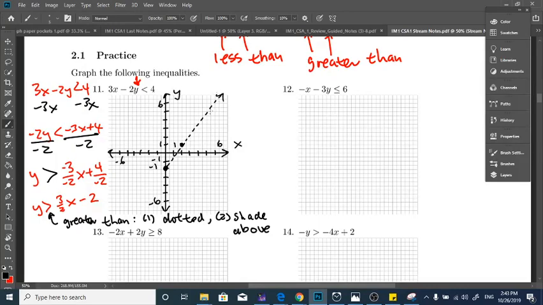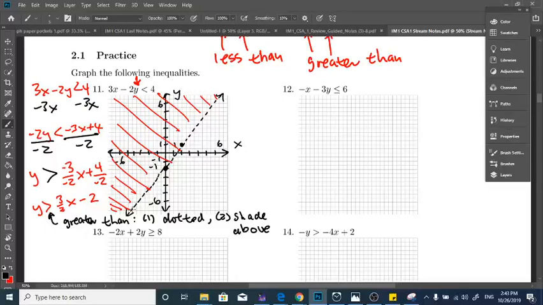On the test, I would like you to use a ruler. So please use a ruler. And it is gonna be shaded above because it is greater than. So for shading, you don't need to make it completely filled in. You just need to do this and make it look like that is shaded above. This is enough.